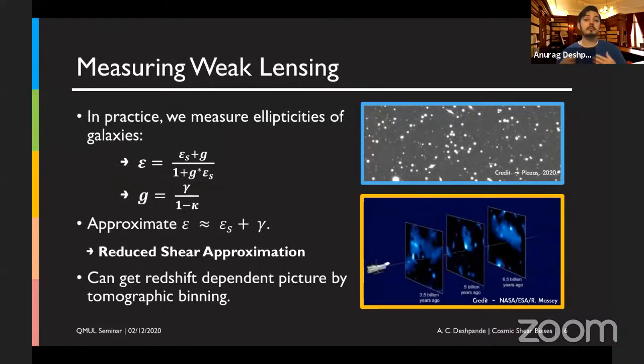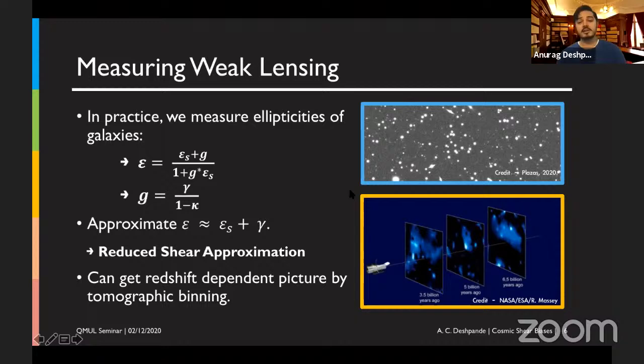So how do we actually measure this in practice? What we do, in fact, is measure the ellipticities of galaxies. And the observed ellipticity of a galaxy depends not just independently on either the shear or the convergence. It depends on this combination of the shear and the convergence called the reduced shear. The reduced shear is just the shear over 1 minus the convergence.